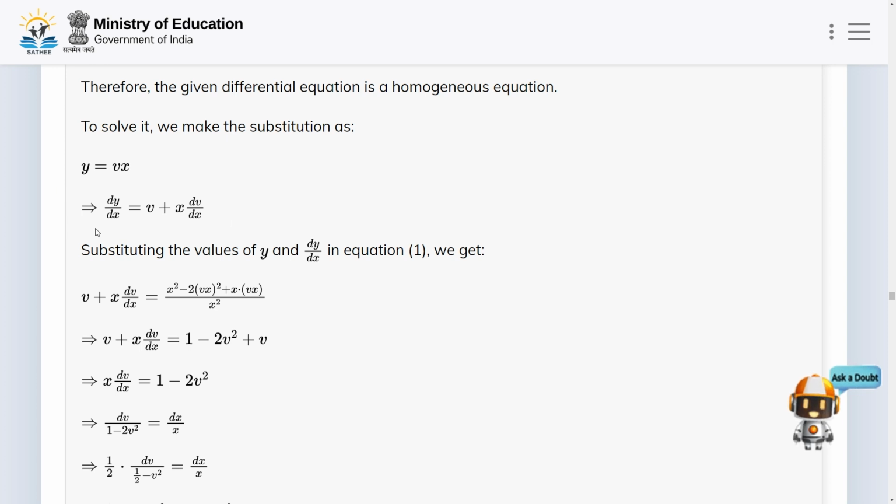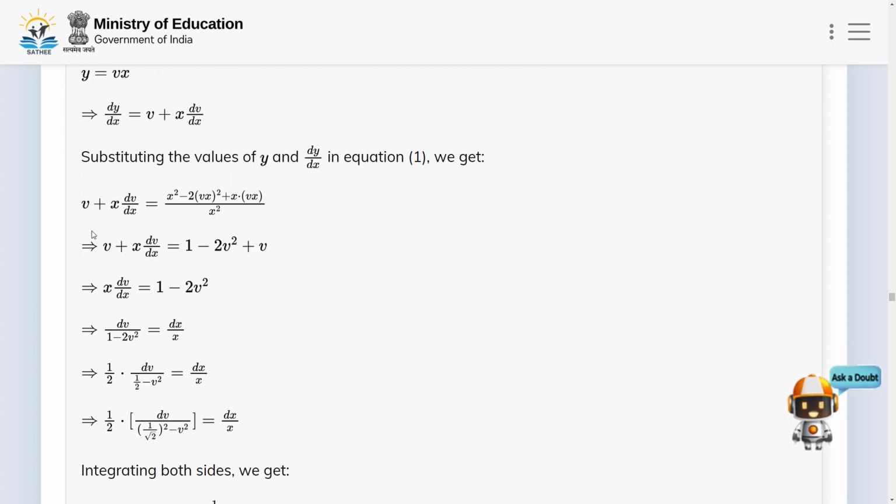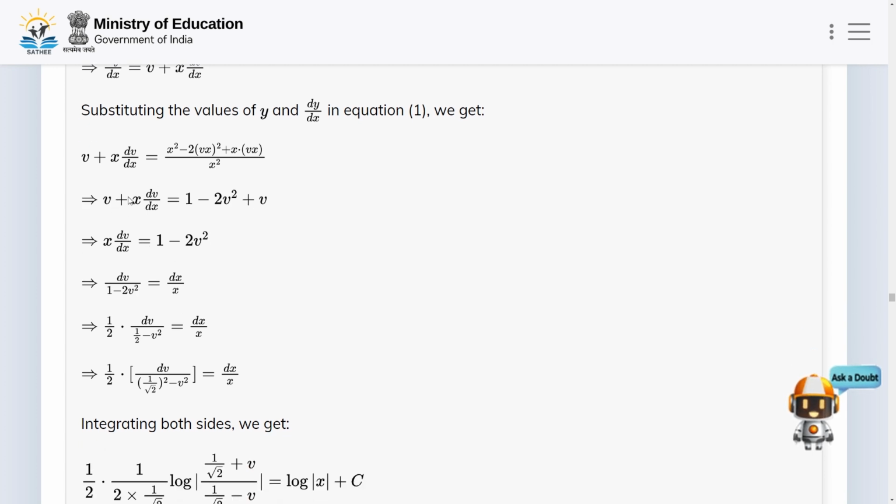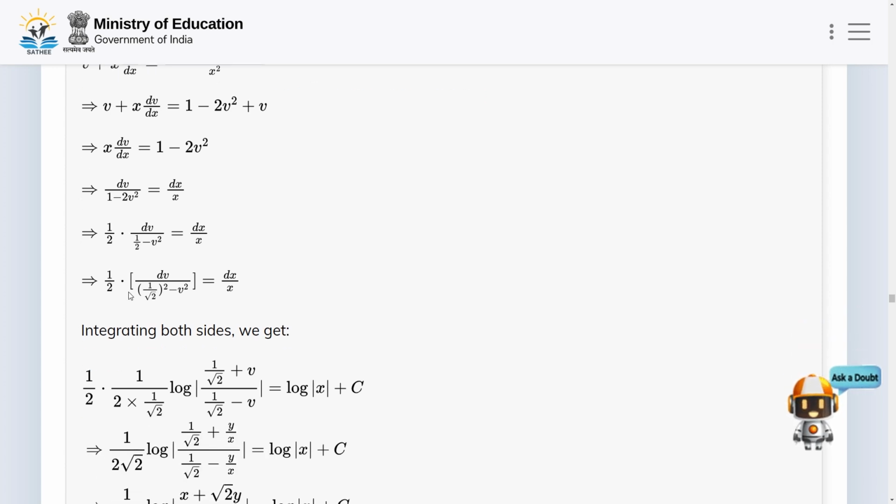After making this substitution, you will get your differential equation as v plus x dv by dx is equal to x square minus 2 vx whole square plus x vx divided by x square. This means in terms of v and x, you will have this as your equation after applying some rearrangements. With separation of variables, you will have half of dv divided by (1 by root 2) whole square minus v square is equal to dx by x. This will be just log x plus some constant.